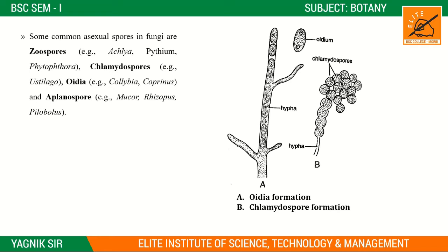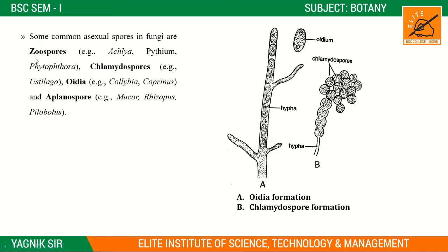Some common asexual spores in fungi: there are normally many types of fungal spores, right? Like zoospore, chlamydospore, oidia, aplanospore. These are all spore types, and these spore structures are variable. The zoospore examples are Echinacea, Pythium, Phytophthora, right? In chlamydospores, an example is Ustilago, in which chlamydospores are produced. For oidia, some examples are Collybia and Coprinus. And aplanospore examples are Mucor, Rhizopus and Pilobolus, right? So these are the fungi names, and in these fungi this type of spore is produced, right?